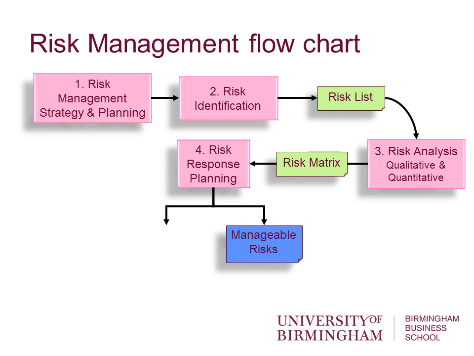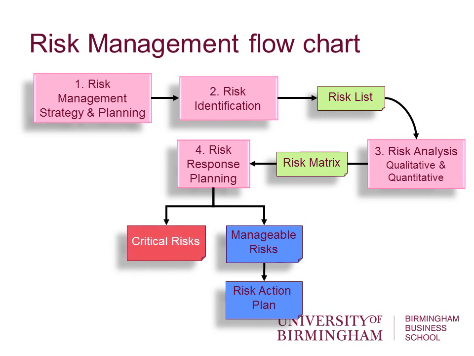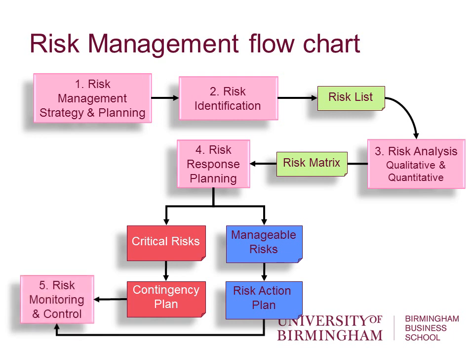We can divide the risks into those which are manageable, where we can put together an action plan, and critical risks. Those are crucial risks which almost certainly will happen. Very high likelihood, and if they are to happen, then they're going to have some sort of impact on us. And we put in place a contingency plan. What happens if something goes wrong? We monitor and control what's happening as we proceed through our operations, and this process is an ongoing process.